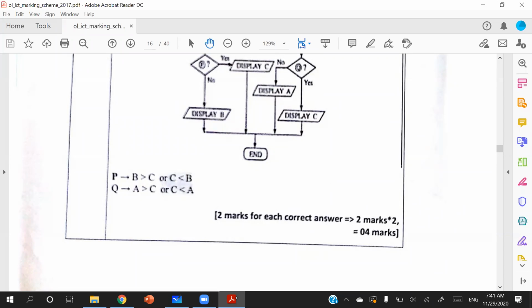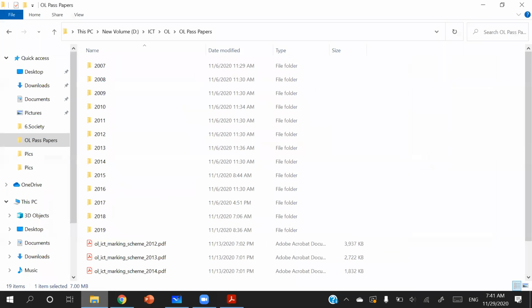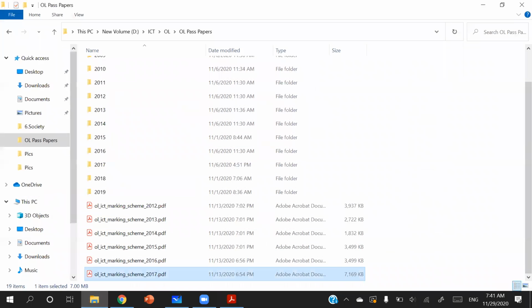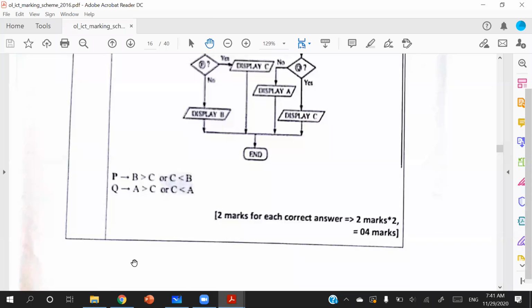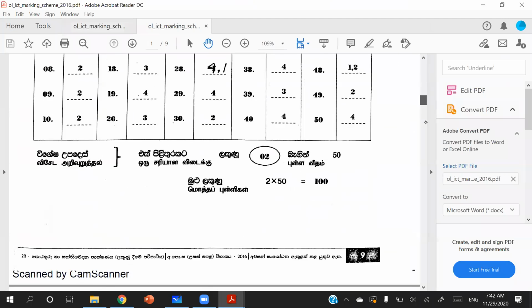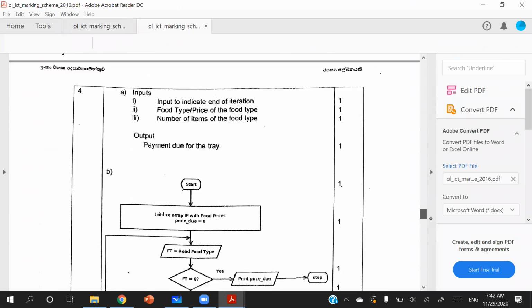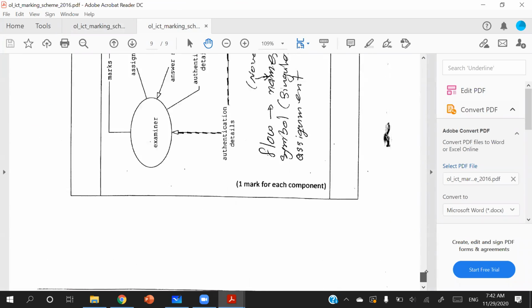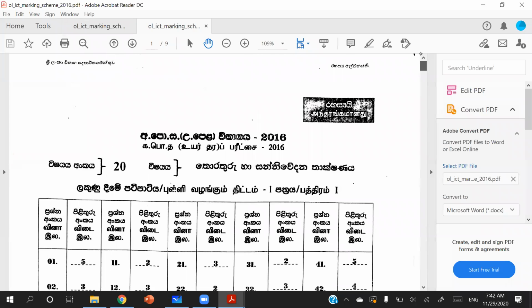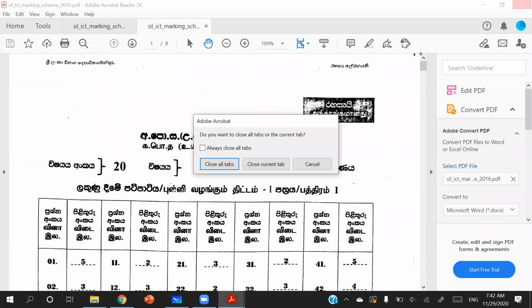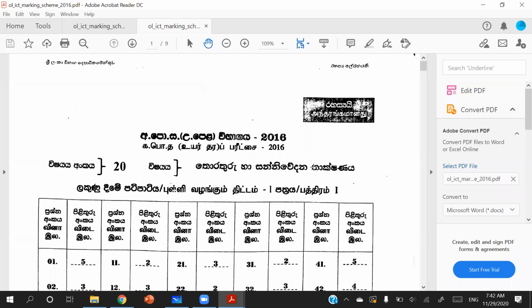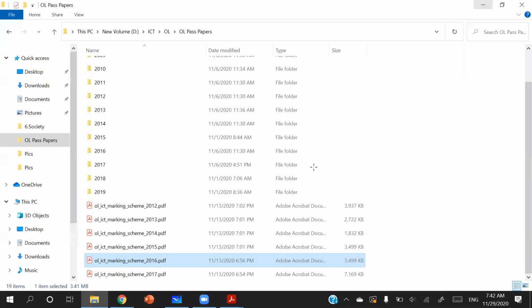So we are going to move into the 2016 paper, right? Let me take the marking scheme of that. Meanwhile, you can do the calculation parts. In my 2016 paper there is a problem, because instead of the O level, they have put the A level marking scheme. So let me check for the Sinhala one, whether we can find it.